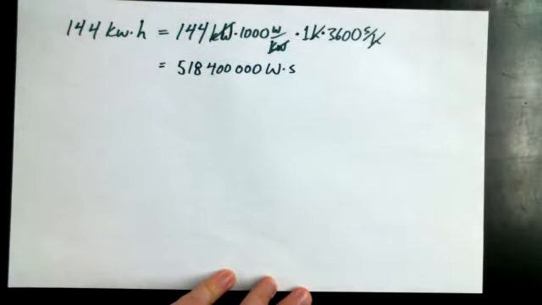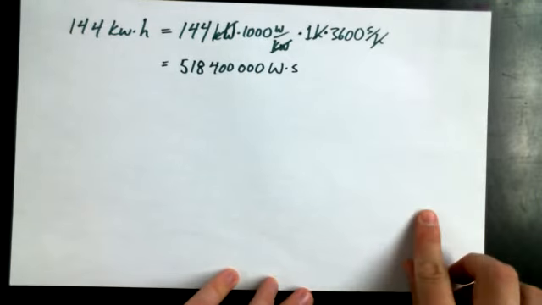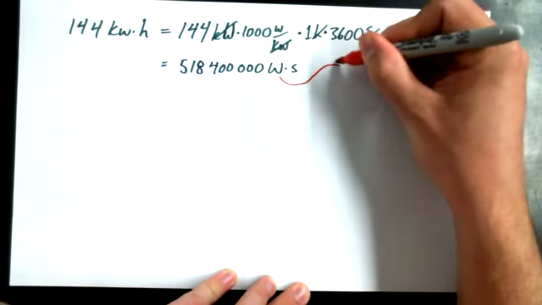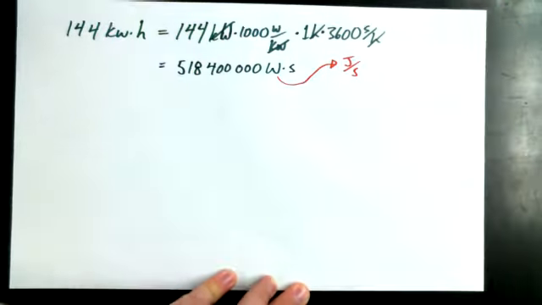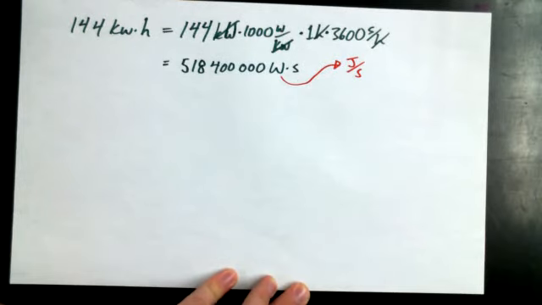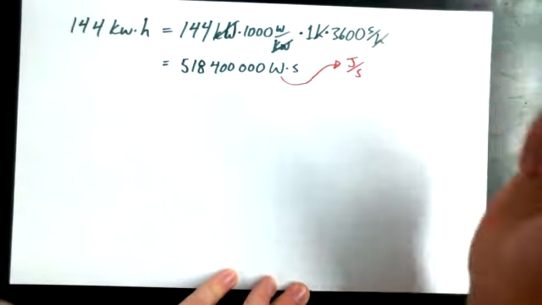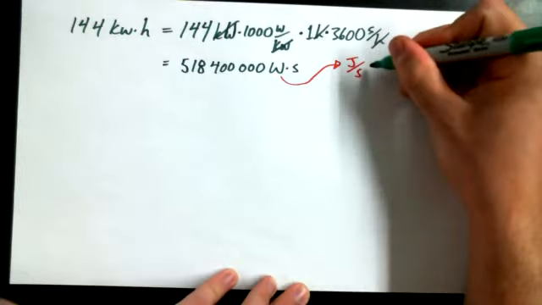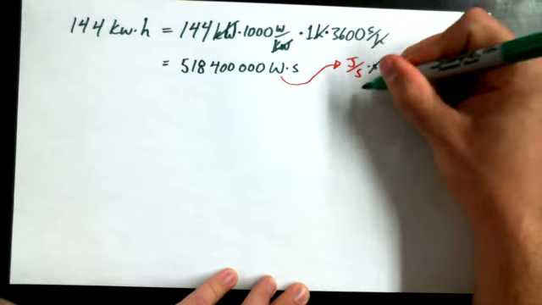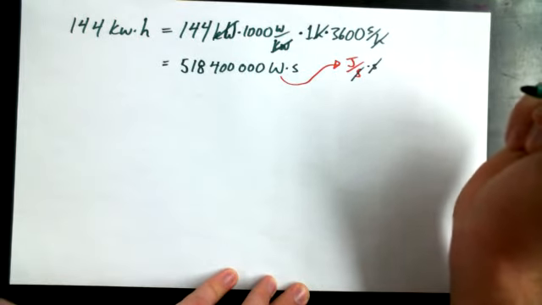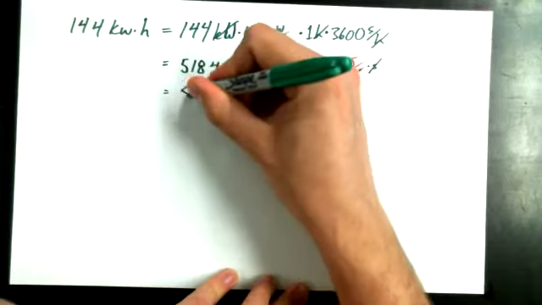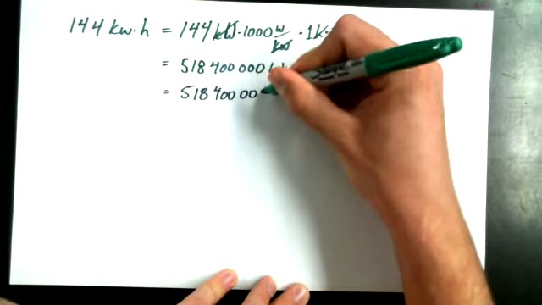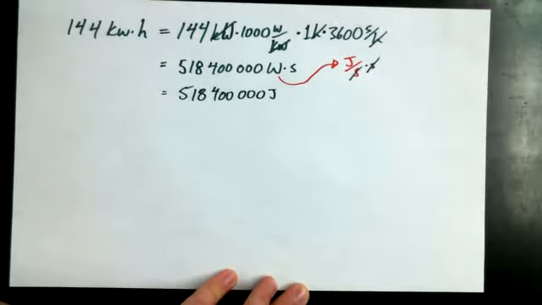All right, watt seconds. Now, have we talked about watt seconds yet? Unless I wasn't here for something, no. So, a watt's the same as a joule per second, right? We said that previously. By definition, a watt is a joule per second. So if I have joules per second times seconds, what am I going to be left with? Seconds on top, seconds on bottom. You're left with joules. Okay? So you've got 518,400,000 joules if you have 144 kilowatt hours.